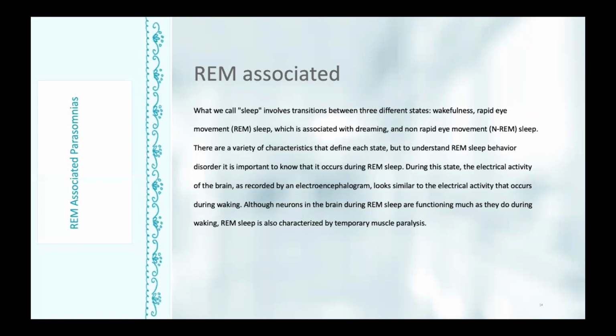During this state, the electrical activity of the brain, as recorded by an electroencephalogram, looks similar to the electrical activity that occurs during waking. Although neurons in the brain during REM sleep are functioning much as they do during waking, REM sleep is also characterized by temporary muscle paralysis.